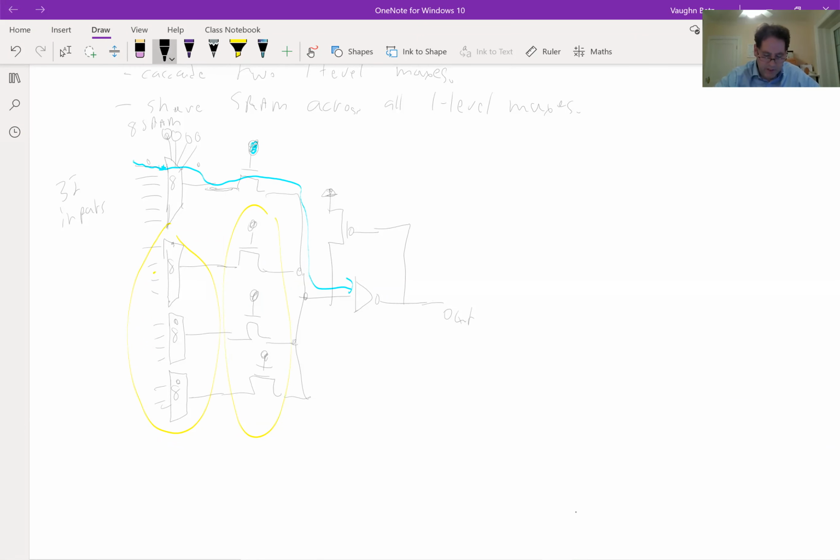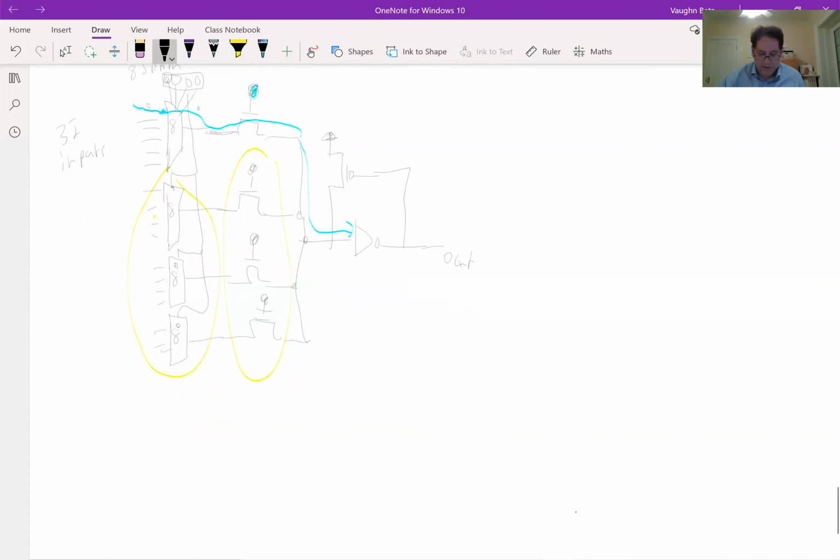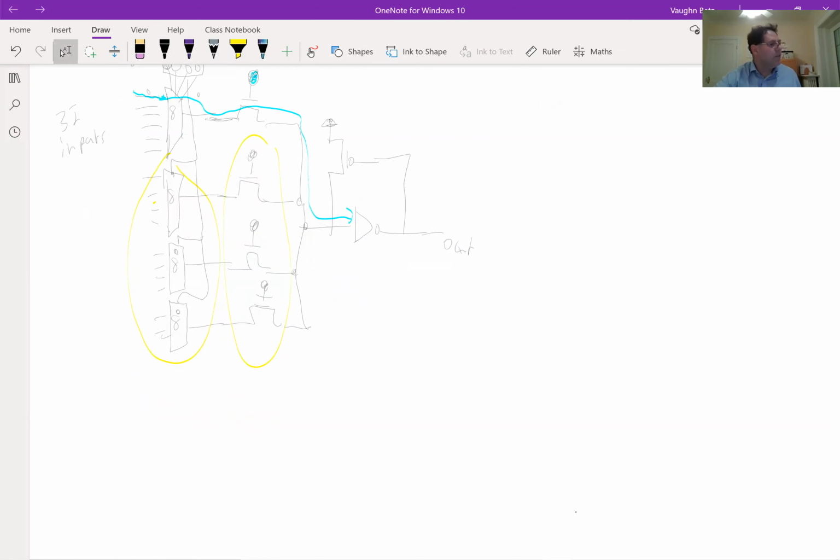So what I can do then is share these SRAM cells. These 8 SRAMs, I've only drawn 4, but there would be 8 of them here, go to all of these muxes. So that trick, realizing that I don't care what happens in muxes that aren't going to make it through the second level, means I can share these SRAM cells. Is that clear to everybody? Is that clear why I could do that?